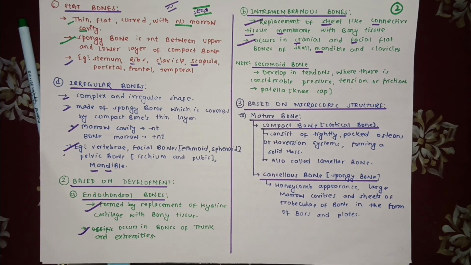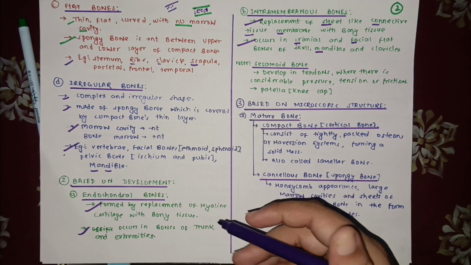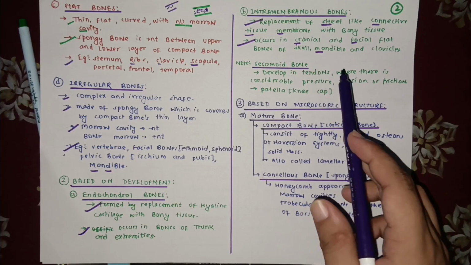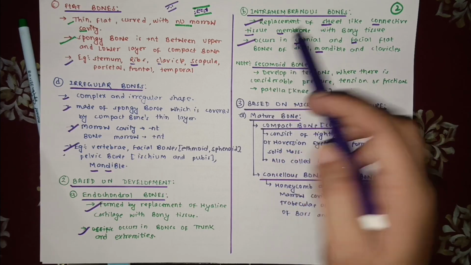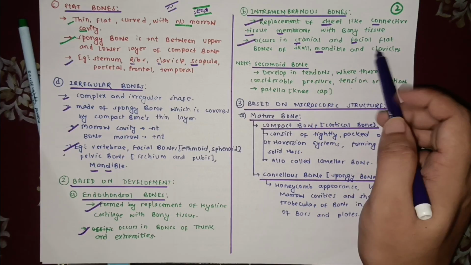In the cranial and facial region, most of the bones are from the head and neck region. So it is important for us. Intramembranous bone ossification is important for us. It occurs in the cranial and facial flat bones of the skull, mandible and the clavicles.